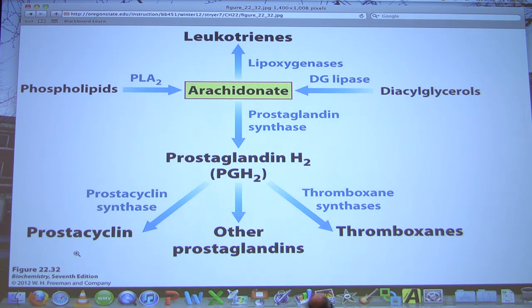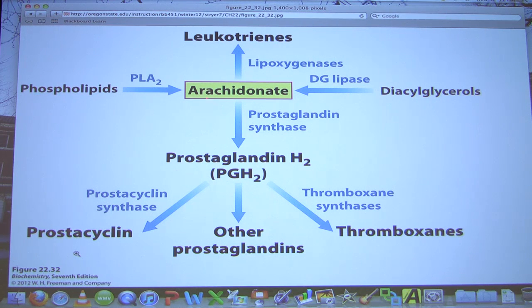The arachidonic acid can be clipped off by either a lipase cutting from one side, that is by cutting diacylglycerols, we need a lipase, or if it's cutting off of a glycerophospholipid, it's something called phospholipase A2. You can call it PLA2 if you want. Now, I'll come back to PLA2 in a minute because it turns out to be one of the ways that we can control the synthesis of prostaglandins. Well, once we have arachidonate, I'm going to focus our attention going down into prostaglandins.